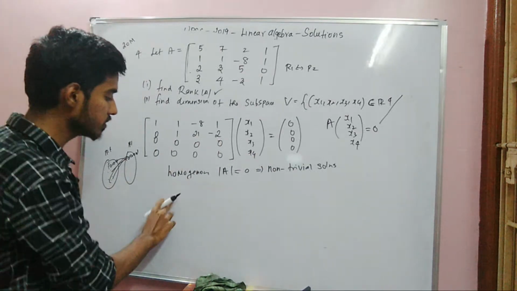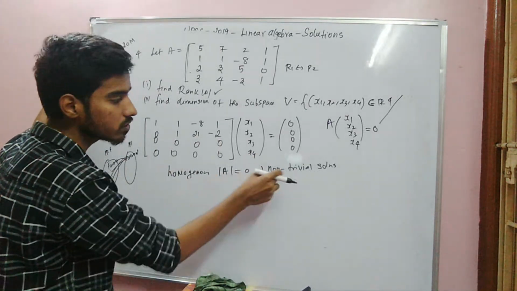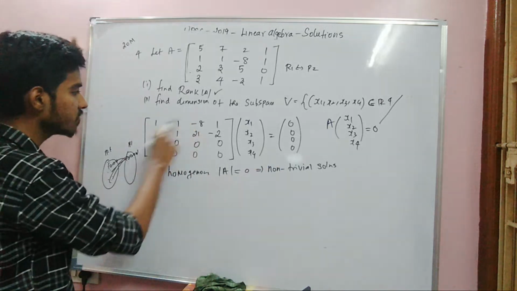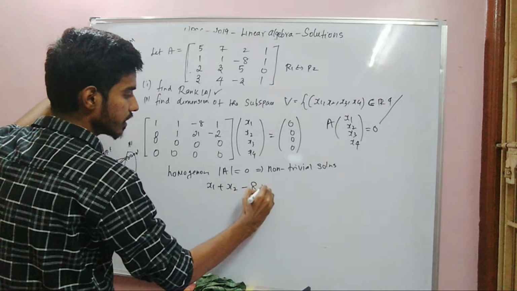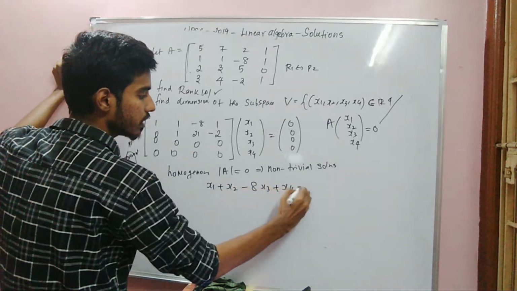So it is homogeneous and the determinant is equal to 0. It has a non-trivial solution. So from this, if I multiply this out, we will have x1 plus x2 minus 8x3 plus x4 equal to 0.